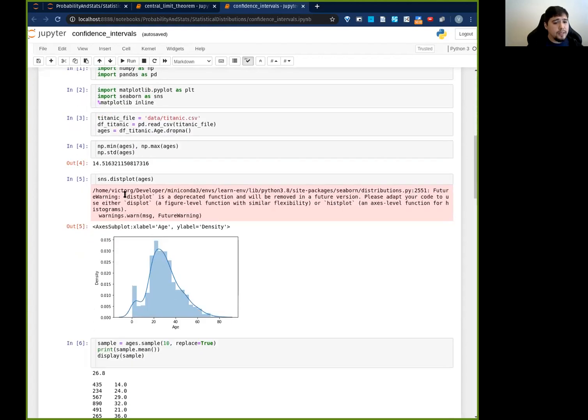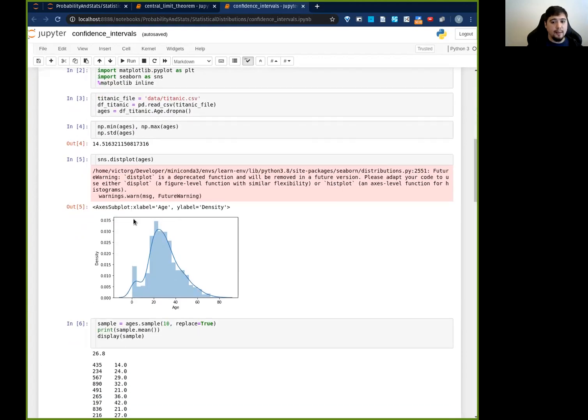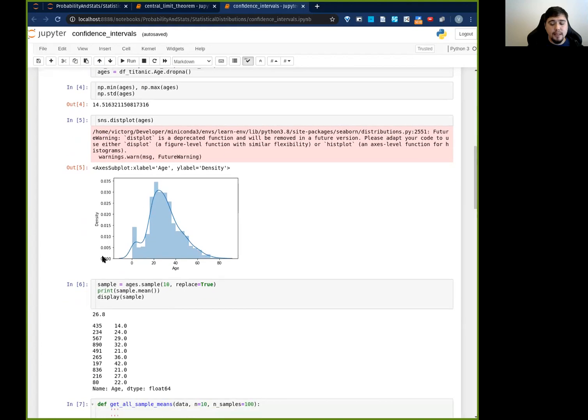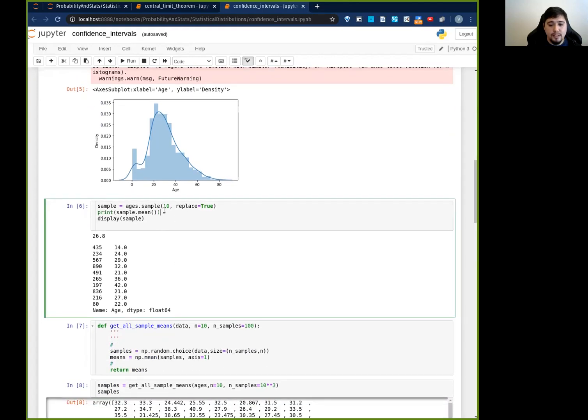Just to show a little bit using the same Titanic data, we can see here I did a little dist plot. You can see a little bit of the distribution. It's a little bit different because I just changed the bins, but it looks about the same. And I do a sample in this case of 10 people, right?